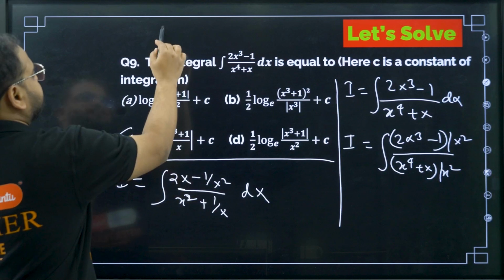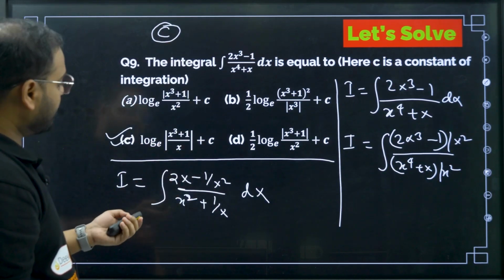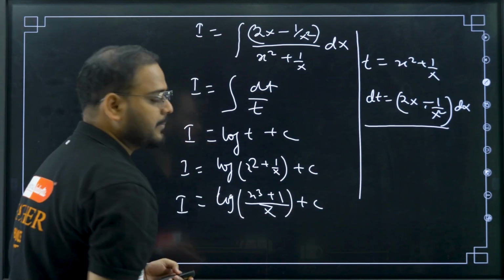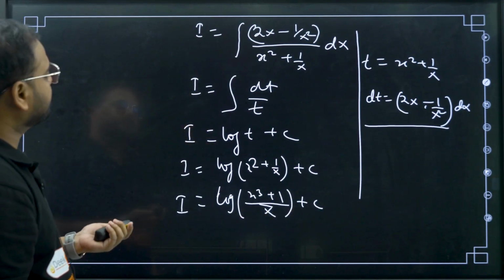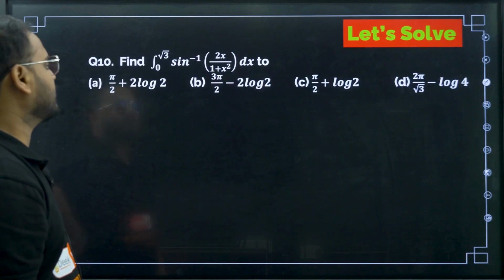Option number C, have a look. Log of x cube plus 1 upon x plus c. Yes. Correct, right? Have a look. Visible. Moving on to the next question, which is the last question of the day.